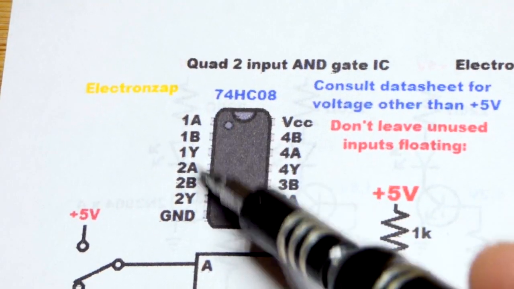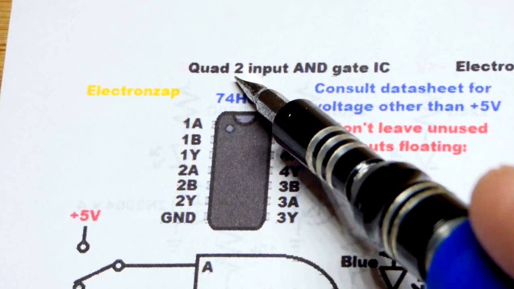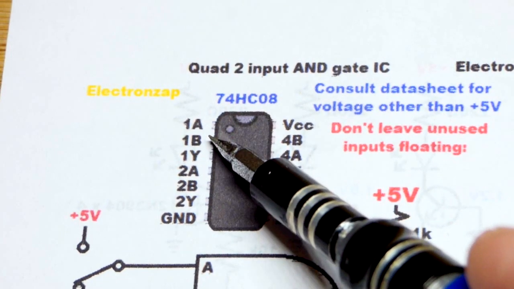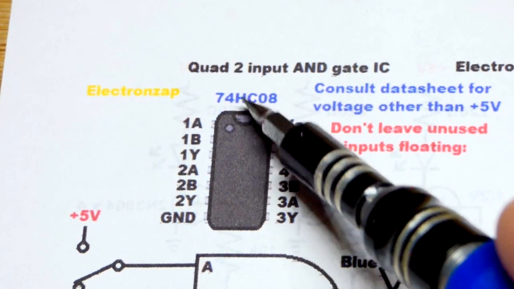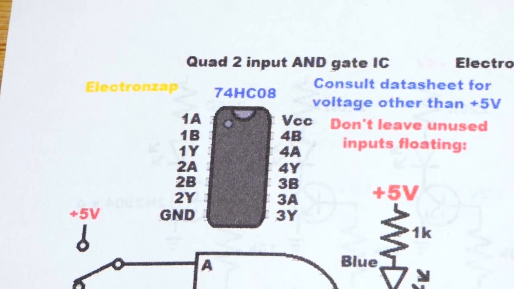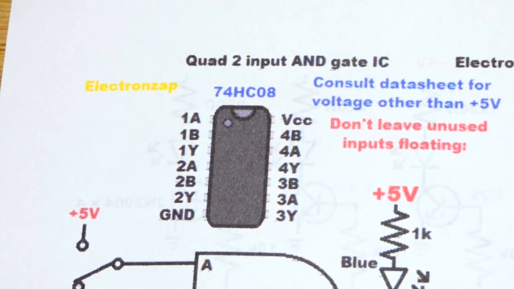So there's 4 of them for quad right there. 2 inputs, input A and input B. There's other versions, you'd see other letters there. You'd want to consult a data sheet to make sure you know the limitations of whatever one you're using.